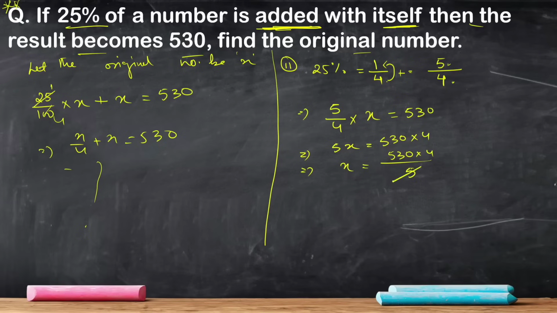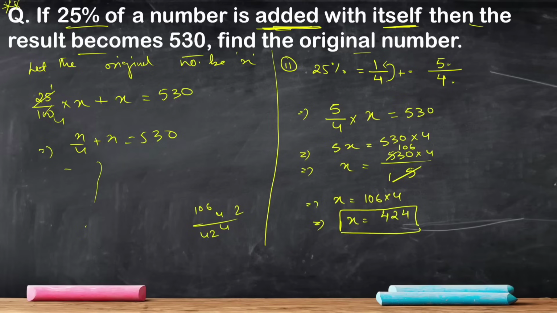Now start with cancellation. 5 1s are 5, then this will be 0, 5 6s are 30. So remaining will be how much? x equal to 106 into 4. If you multiply this one, you'll get how much? 106 into 4: 24, 0, 4, 4, 2. So we're getting x equal to 424. So the original value is how much? Original number is 424. I hope this is clear. You can try doing this one, so you'll get the same answer.